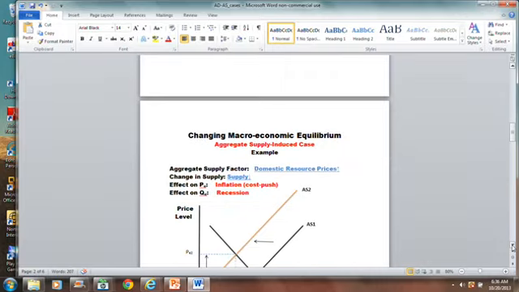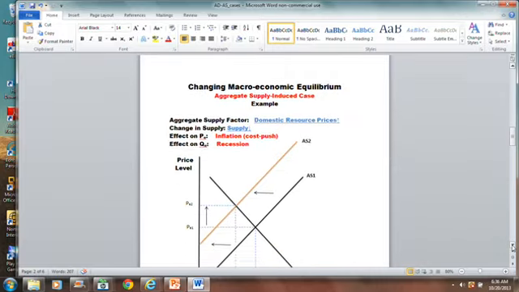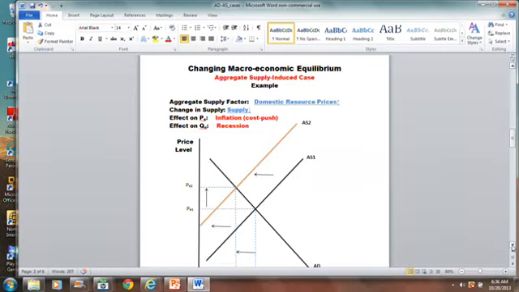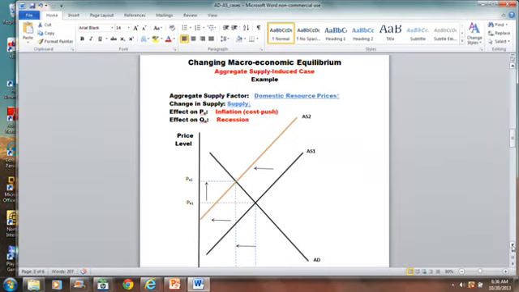Alright, another example is where all the action takes place on the aggregate supply side, and when only the aggregate supply curve shifts, it's called an aggregate supply induced case. And we talked about a few factors, not very many, 3 I believe, that would cause the aggregate supply curve to shift only: cost of resources, technology, and supply shocks. And so you want to be comfortable with how, when those few factors change, they make the aggregate supply curve shift left or right.